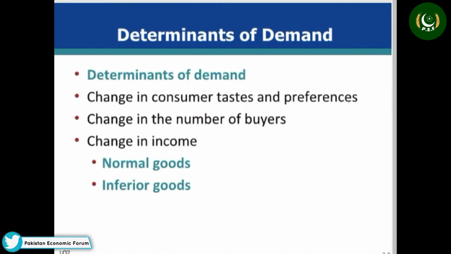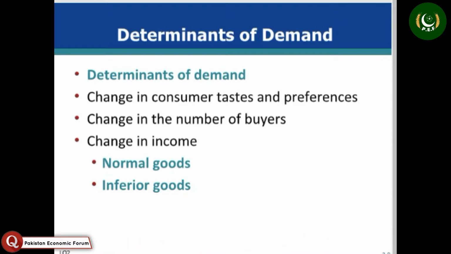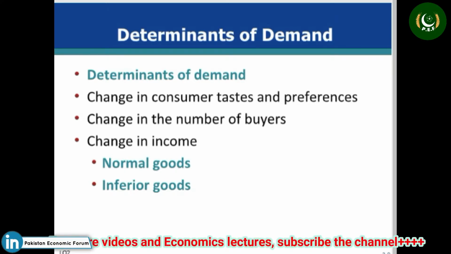Things that can shift the entire demand curve, causing demand to change. When most consumers experience the same change in tastes for a particular good, the demand for the good will change. If there is a favorable change in tastes, demand will increase. On the other hand, if there is an unfavorable change in tastes, demand will fall. If there are more buyers in the market for a good, demand will increase, whereas when there are fewer buyers in the market for a good, demand will decrease.